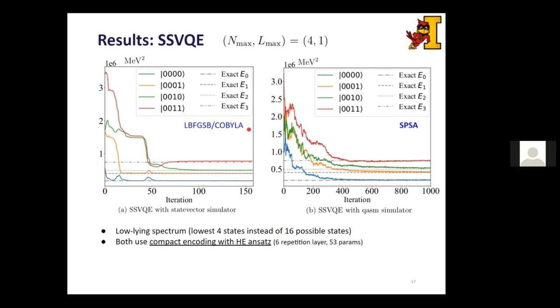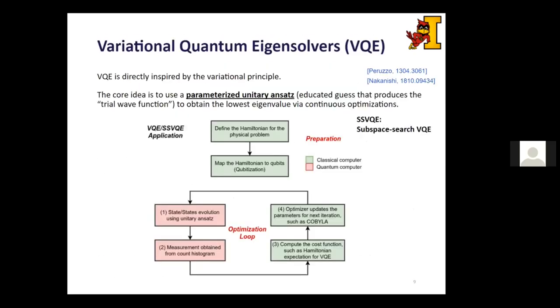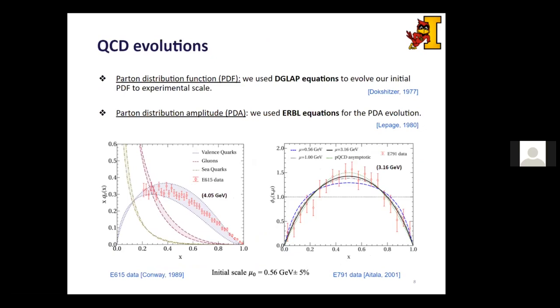I see. And then maybe another quick question. It's a very naive question. You said you evolve your PDFs with DGLAP, right? Like what scale? Like what determines the scale where you start? Right, that's a great question.